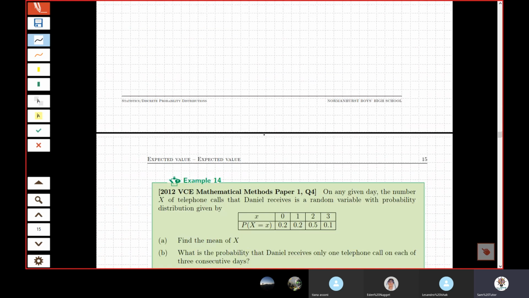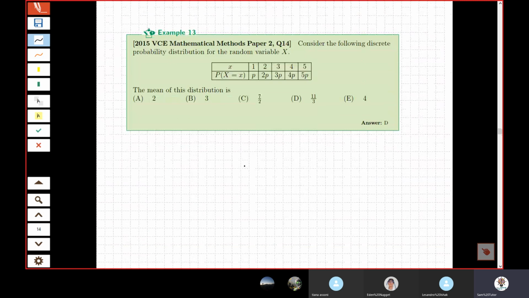Is that it? Let's do this one. Consider the following discrete probability distribution for random variable x. All right, it's saying that 1p, 2p? What the? Okay. And it says now the mean, so we've got to find mu. But how do I find that if I don't have these? Does anyone know?